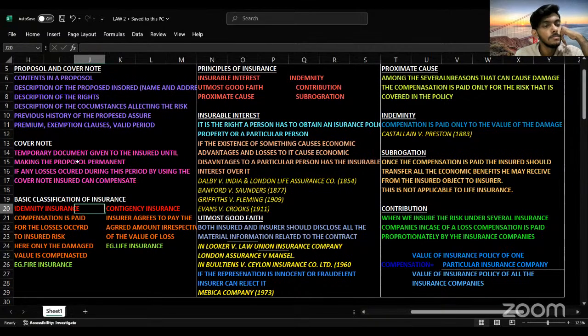Next one. Okay, what are the contents of a proposal? They are saying: name and address of the insured, a description of his risks, then circumstances, then the previous history of the proposer. All those things are available.